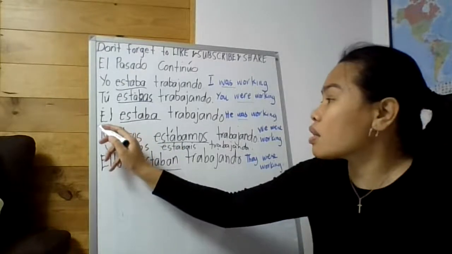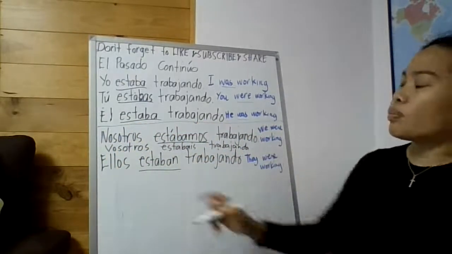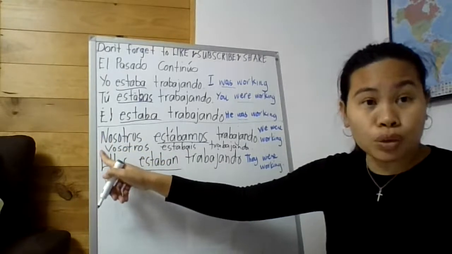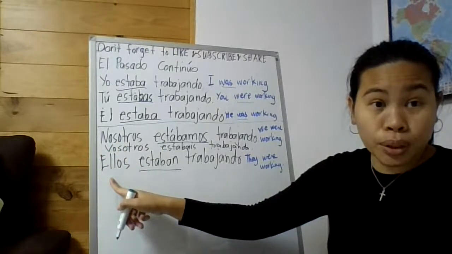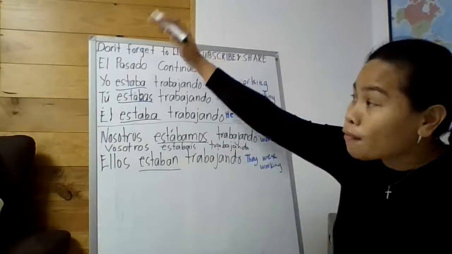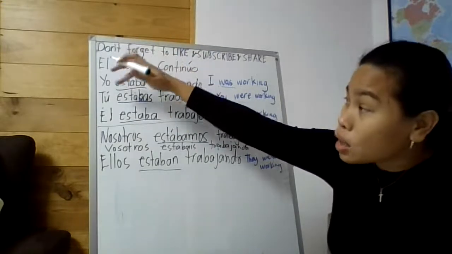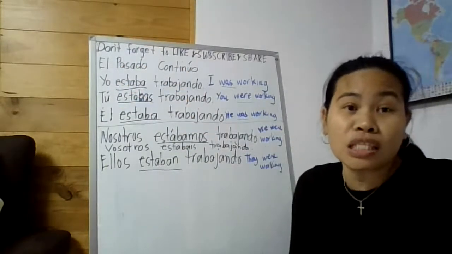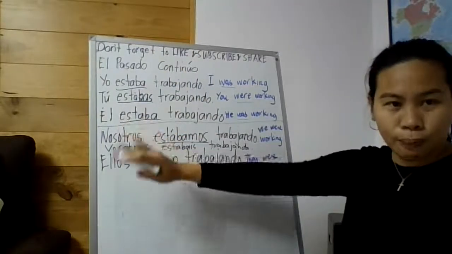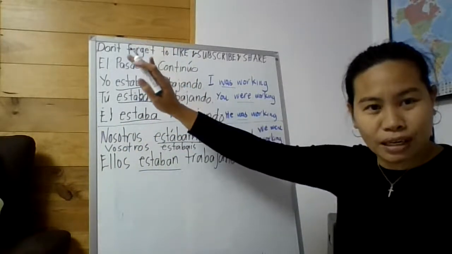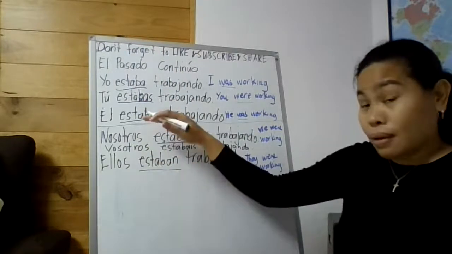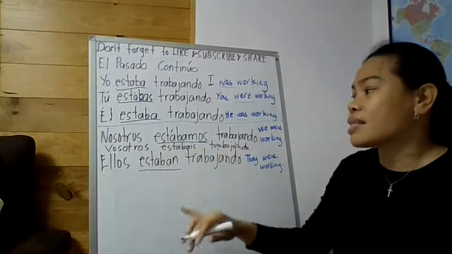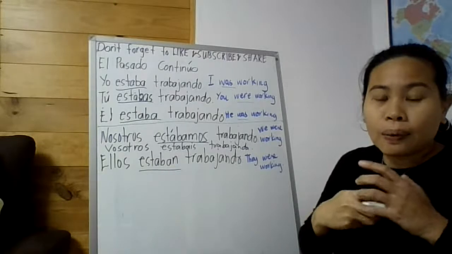Okay? Because this one, okay? So, nosotros, first person, plural. Vosotros, second person, plural. Ellos, third person, plural. And then above, yo, first person, singular. Tú, second person, singular. And él, third person, singular. So, so that it will be very clear to you, the below are the plural verbs. Estábamos, estabais, and estaban. Okay?